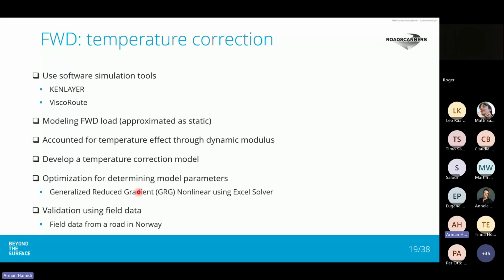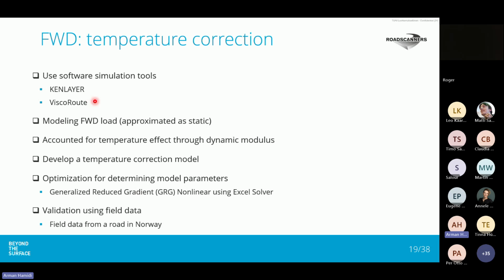Now that we know it is important to correct these effects, how can we do that? I start with correcting temperature for FWD, and then we'll expand it to correction on TSD, because the principle is almost the same. For FWD, we use 2 software tools, CanLayer and vScrew.